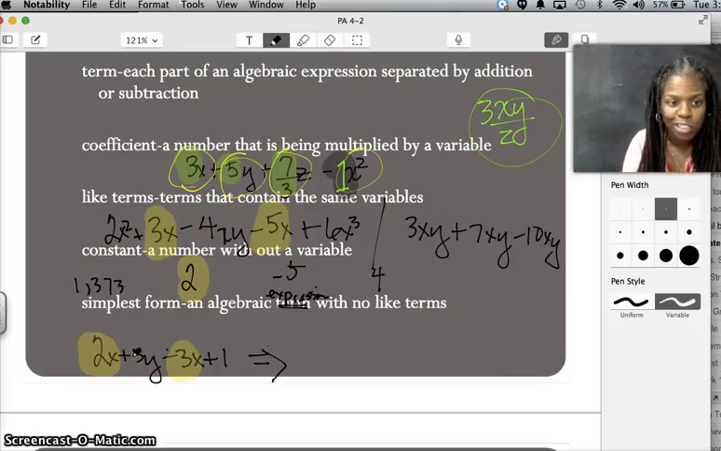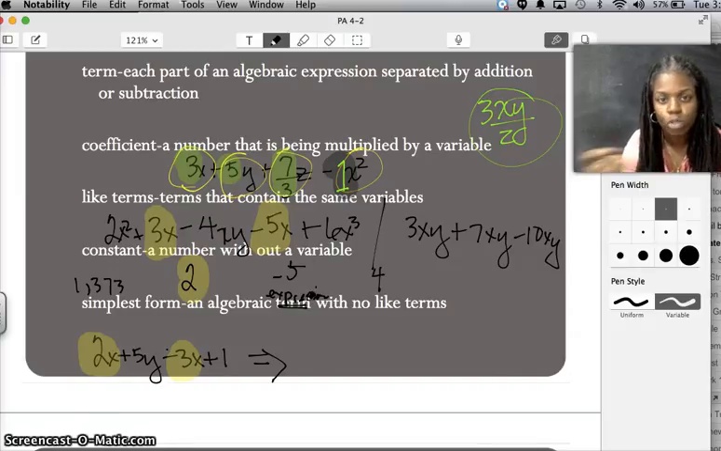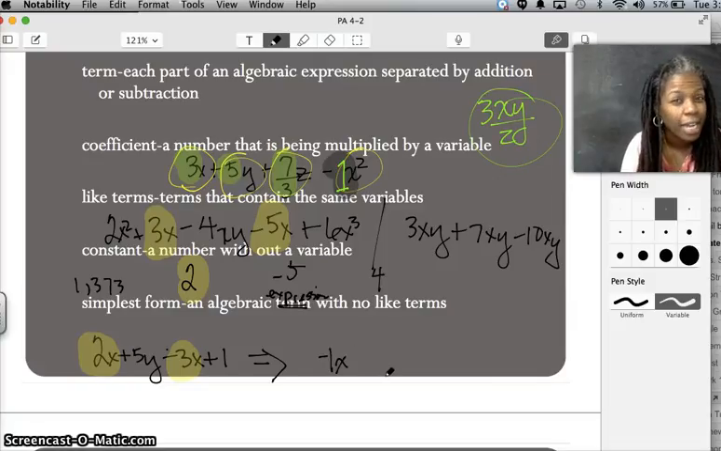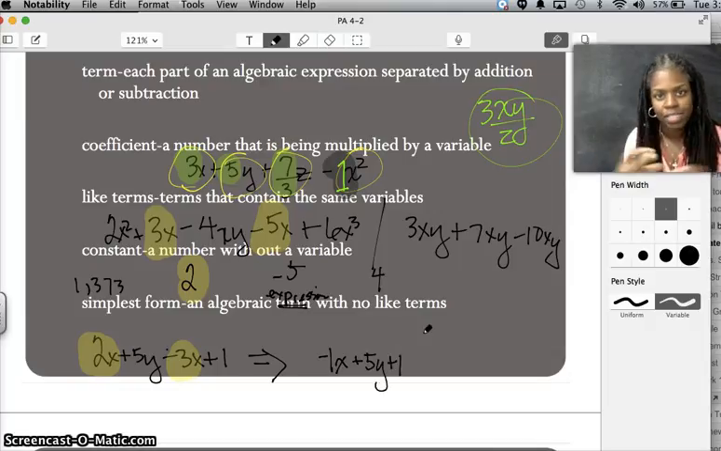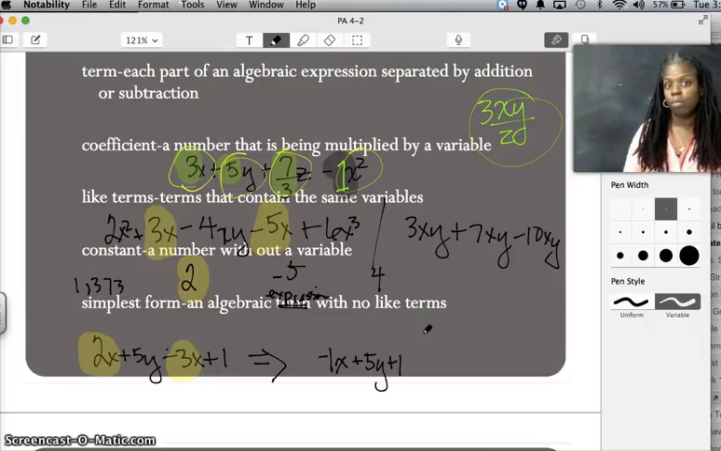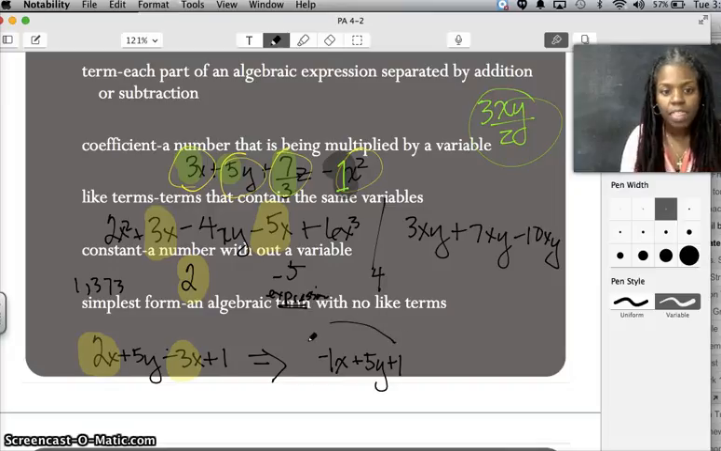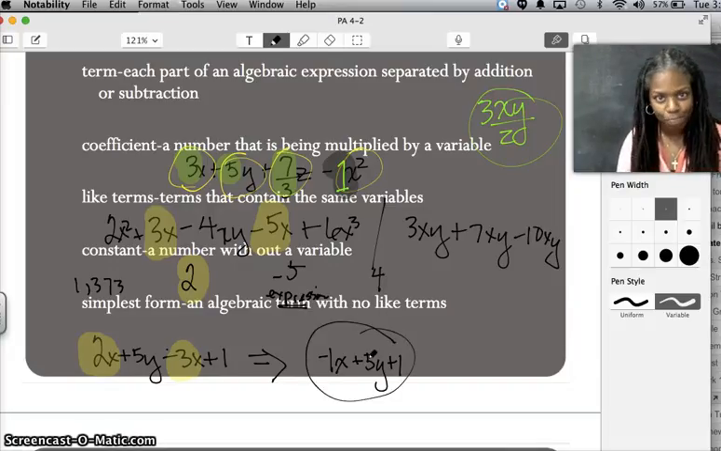terms. So here, 2x plus a negative 3x, if I've got two x's and 2 minus 3 basically is what I'm looking at, I get a negative 1. Negative 1x I can write, or I could just write negative x. And then I'm going to bring along my 5y and my 1 because I cannot collapse them down. I can't join them with anything else. So this is now an algebraic expression in simplest form, okay?